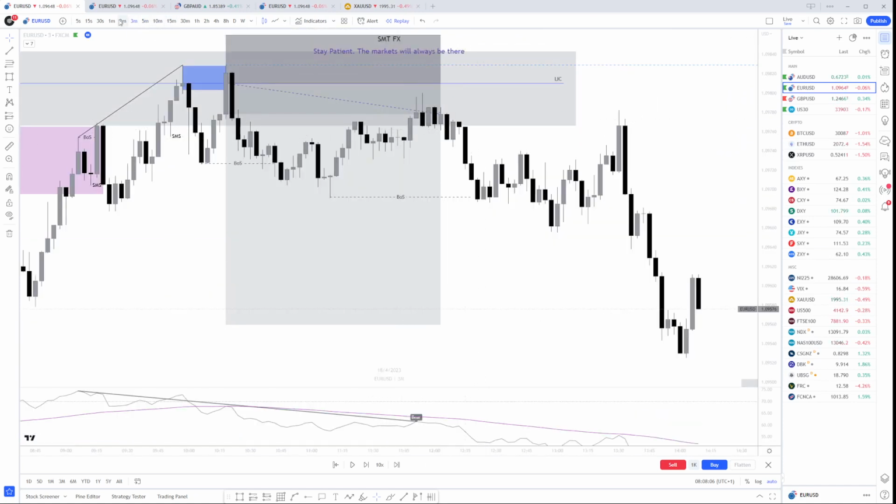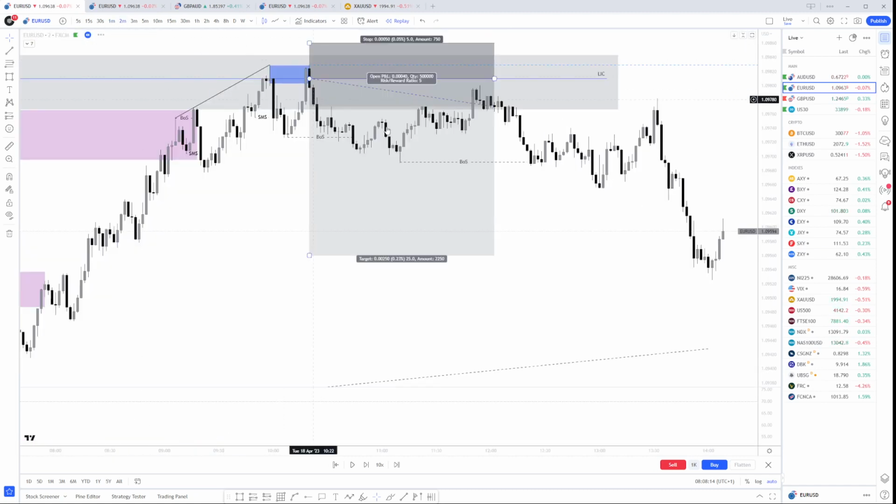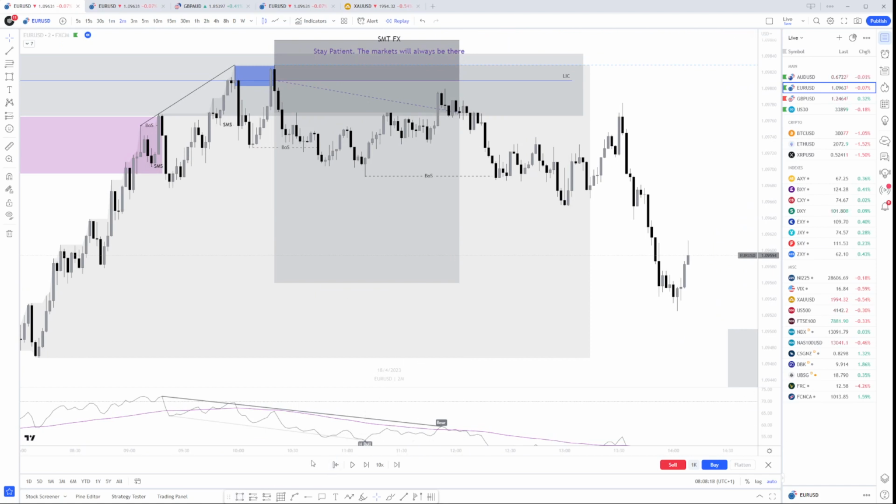I think we've got a nice POI here on the 3 minute. Let's have a look on the 1. I think the 3 minute would have been a little bit better, but we do have some POIs around here, which would have been a good point to be looking at. I think this point just here. So for those that were waiting for their 5-minute shift in market structure, we could have been looking at this POI that was left behind because there was nothing left to mitigate above.